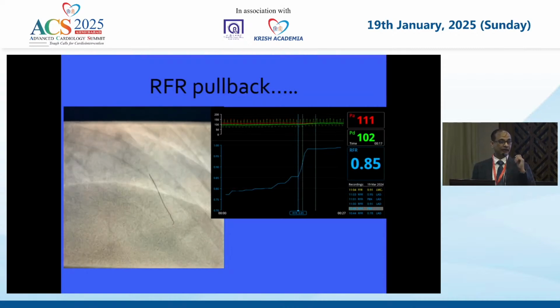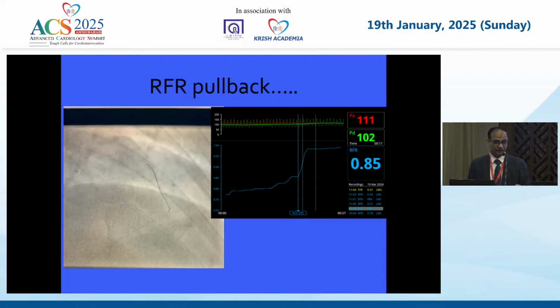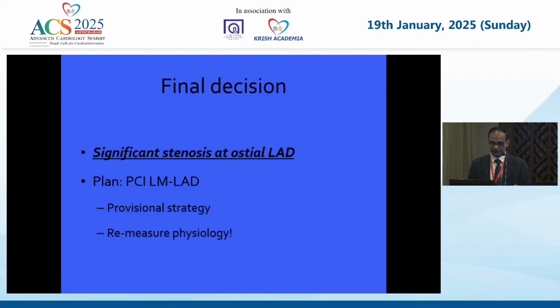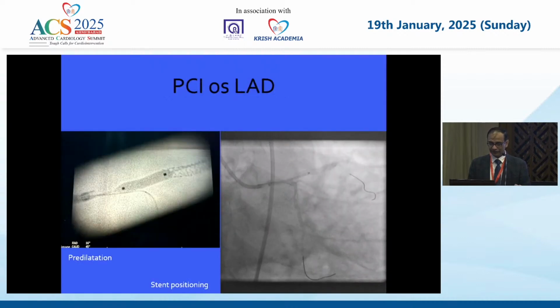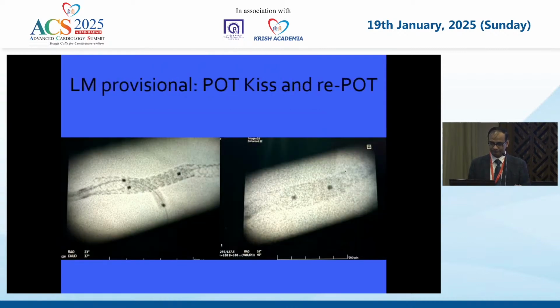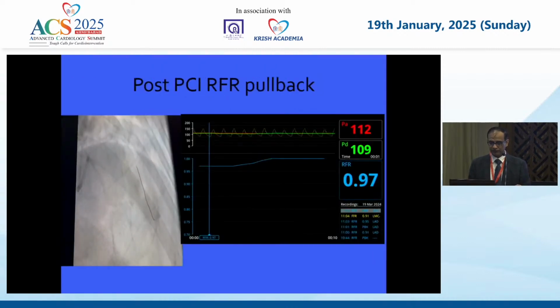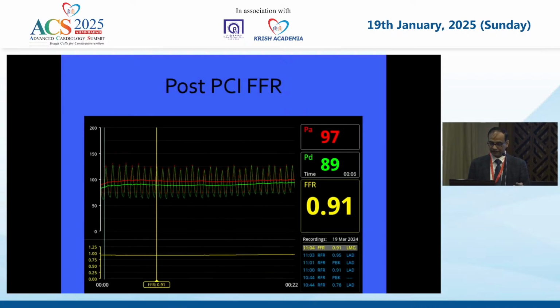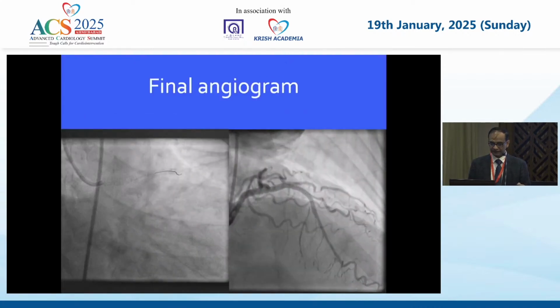Sometimes it's difficult to make out where the highest delta is. You see that in the pullback. So we did an LM-LAD crossover, did a POT-kiss-POT, and now you do the RFR pullback and it's 0.97. So this is how physiology can help you. And that's the final angiogram.